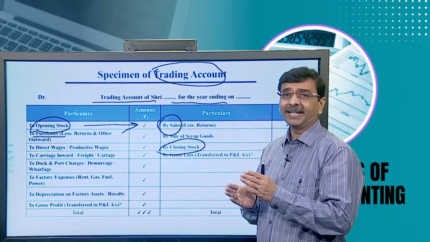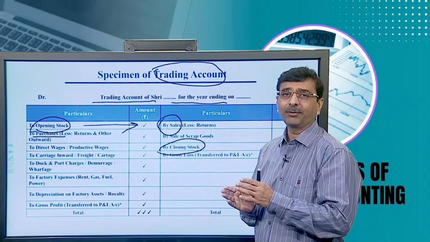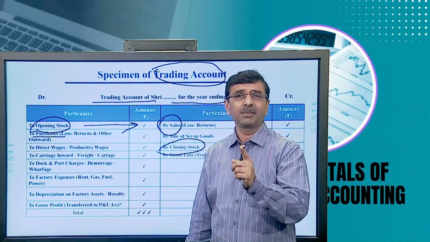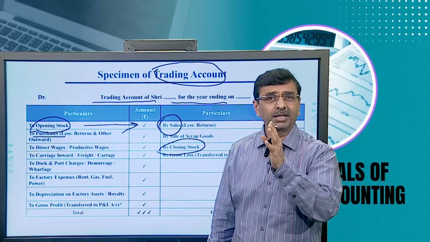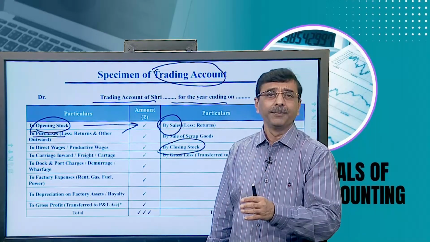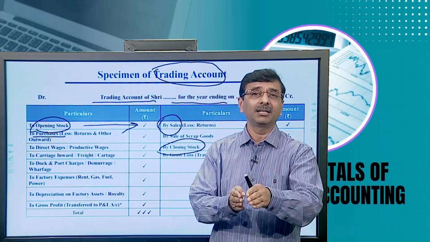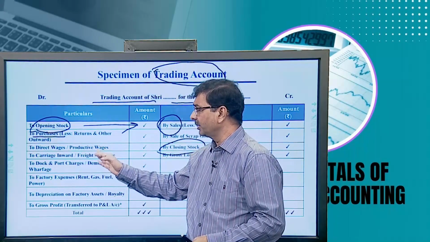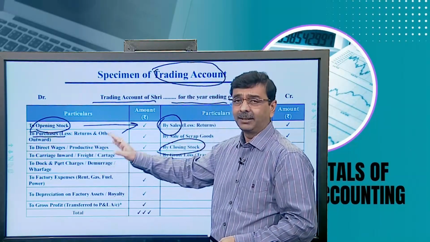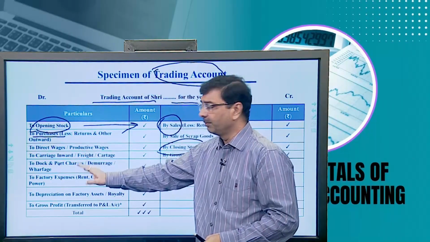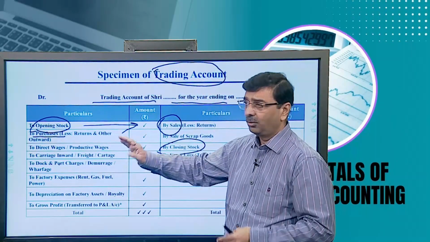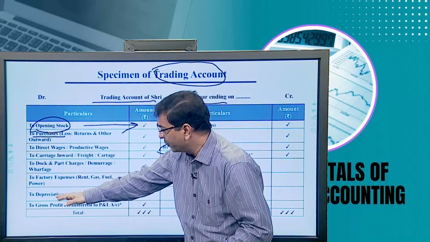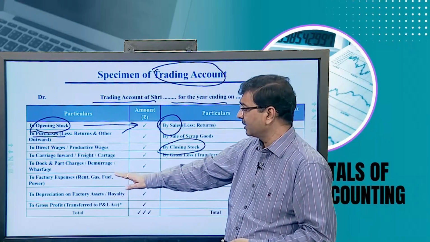Now any direct expenses, production wages or direct wages or direct expenses are always recorded on the trading account debit side. Direct expenses of converting the raw material into ready material or finished goods, or the expenses which are directly connected with the purchases, all will be recorded here, whether it's direct wages, productive wages, carriage inward, freight, cartage, dock charges, port charges, any damage charged by the port trust and other things, wharfage, factory expenses, rent, gas, fuel, power.